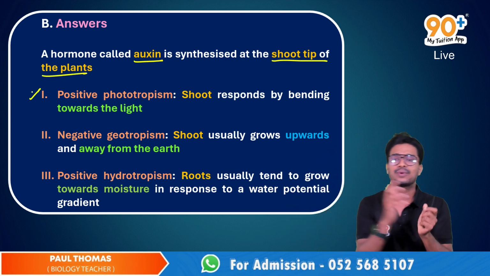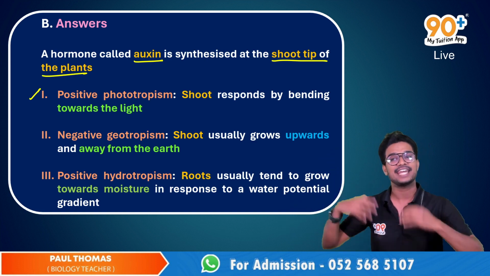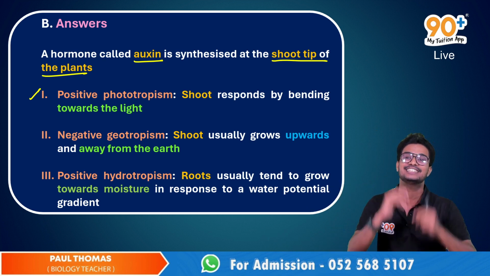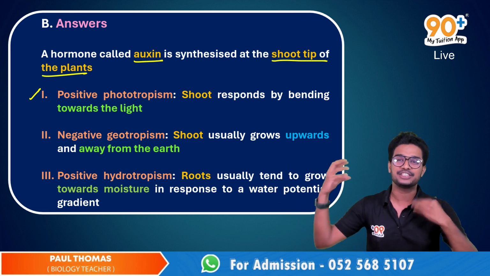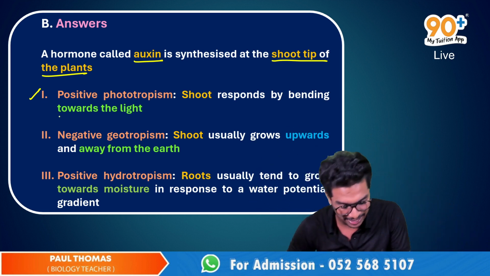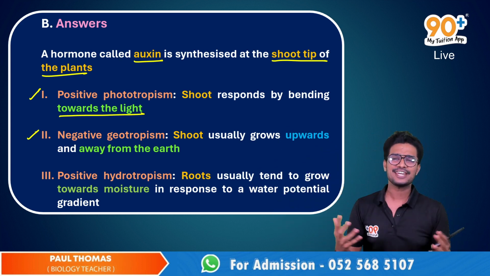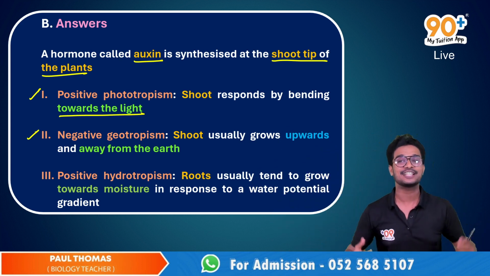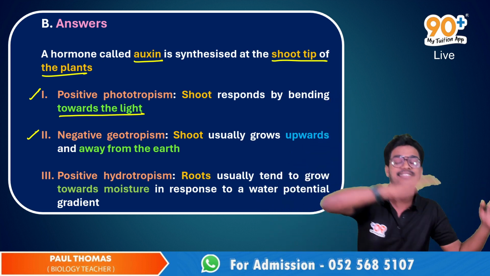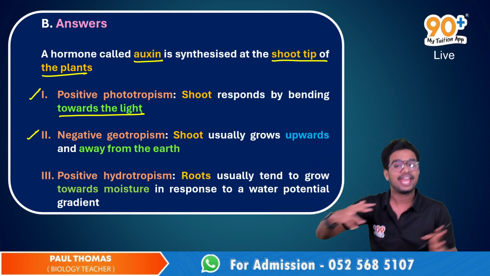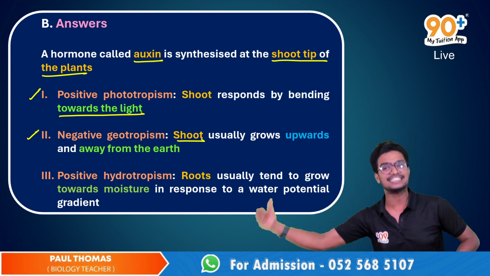Positive phototropism is always shown by our shoot, while the negative phototropic part of the plant is its root. So positive phototropism is shown by the shoot, responding by bending towards the light. The next one is negative geotropism. We know that the root follows positive geotropism, while the shoot always grows upwards and away from the earth's gravity. That means the shoot always shows negative geotropism.